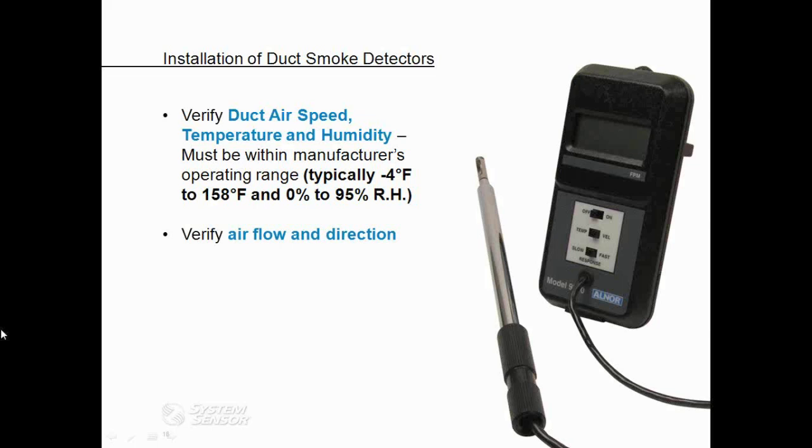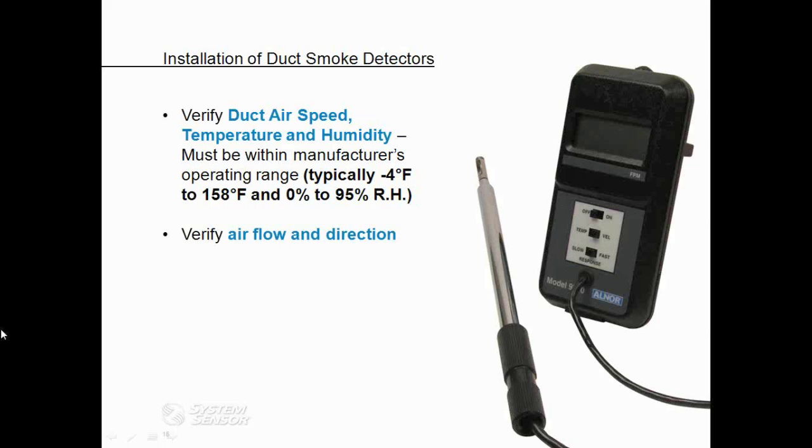Duct smoke detectors also have requirements for the environment in which they can be installed. The airspeed within the system should be verified to be within 100 to 4,000 feet per minute when installing a standard type duct smoke detector. If the airspeed is lower than 100 feet per minute, a pendant mount style duct smoke detector should be used. Duct smoke detectors also have different temperature and humidity ranges that are required for the installation.